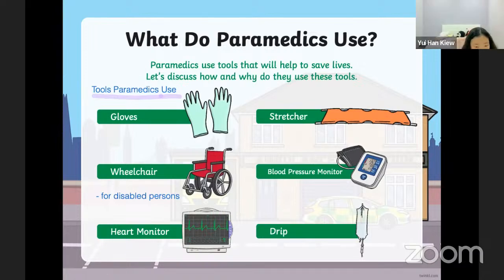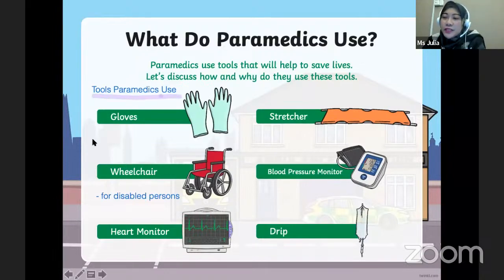Can you read first? Blood pressure monitor. Okay, what does this do? To see someone's blood. Okay, good. So for example, the person had a stroke or heart attack. So if the person had a stroke or heart attack, you need to check the blood pressure of the person, if it's normal or too high or too low. Okay, last one, Johan, what's that?